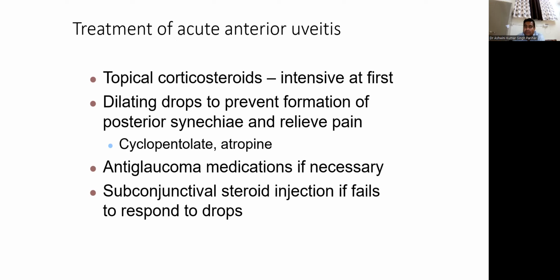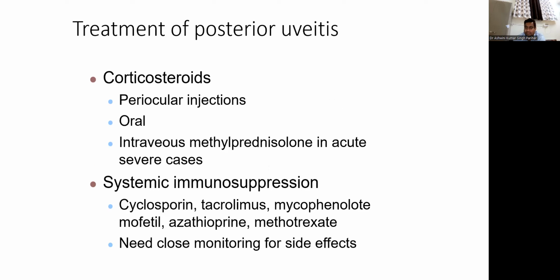See the patient's IOP. As I have mentioned, the development of occlusio pupillae and seclusio pupillae conditions can lead to increased IOP. So if this persists, then anti-glaucoma medications are started. And if the patient fails to respond to topical steroid and it is very severe, then you can plan to give a subconjunctival steroid injection of Vidrigate. So this was the management for the anterior uveitis.